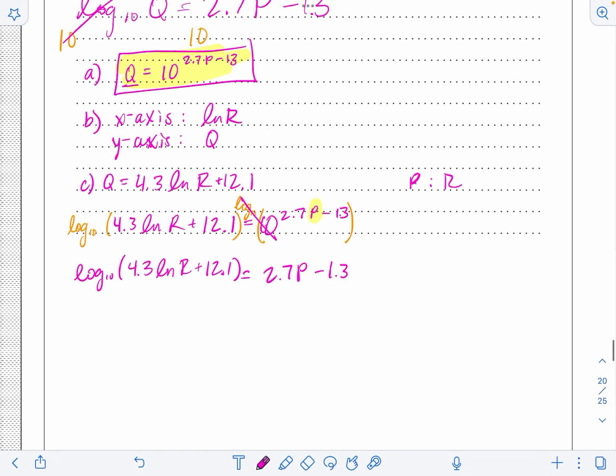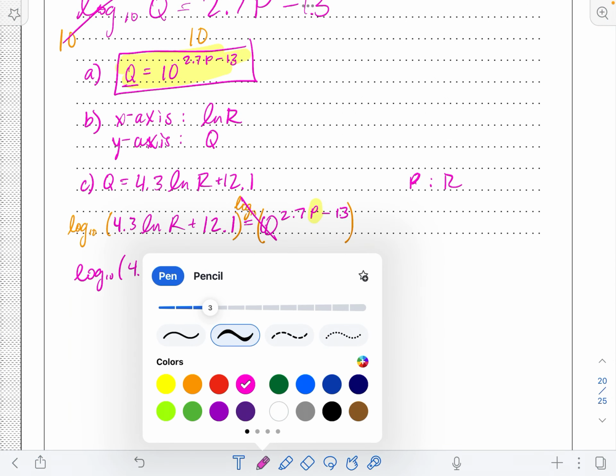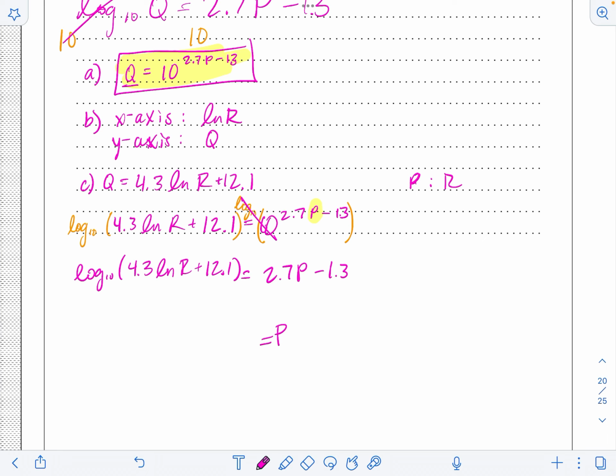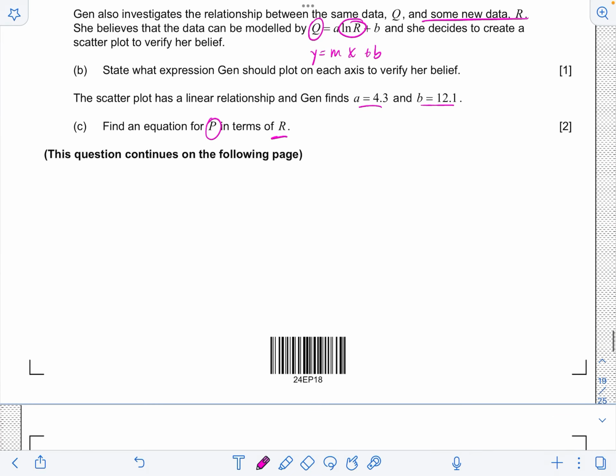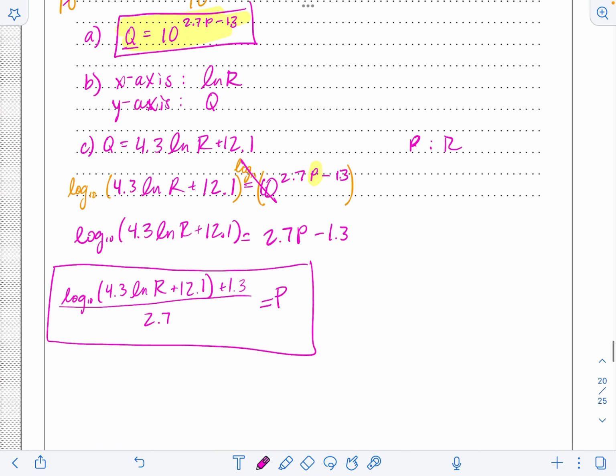Now you can see all we need to do is add 1.3 and divide by 2.7. So all we have to do here is write p equals log base 10 of 4.3 natural log r plus 12.1, plus 1.3 on the outside of that whole thing, all divided by 2.7. Now we have an equation for p in terms of r, confirming that's what we were asked. We've done it, and this is all we need to provide.